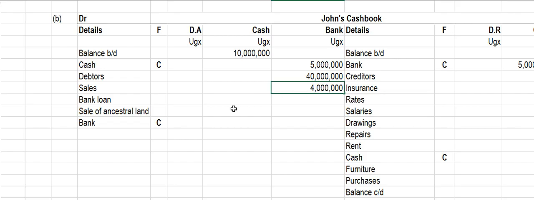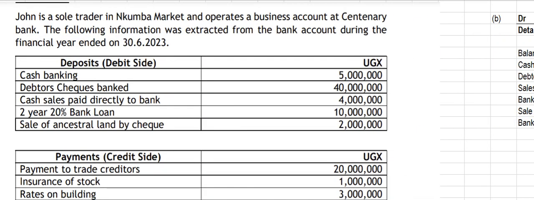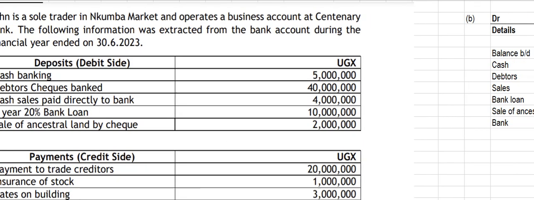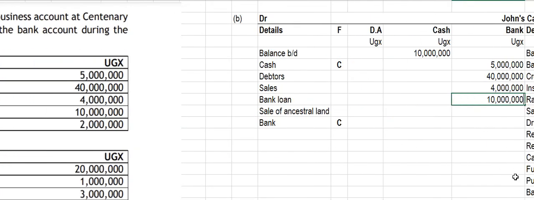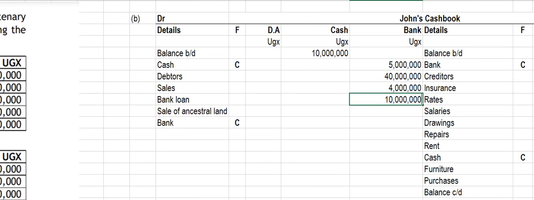Then bank loan. According to the question, bank loan is 10 millions. Then sale of ancestral land by check, 2 millions. All these are bank deposits, 2 millions.